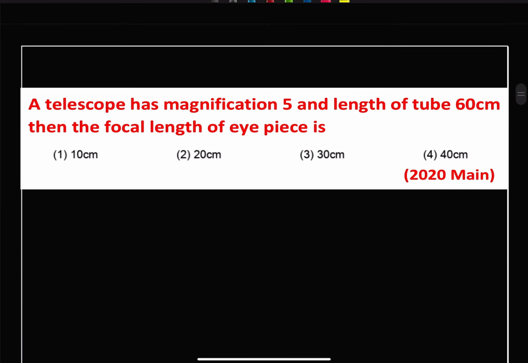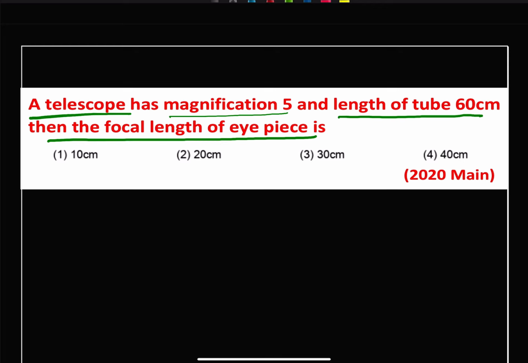It says that a telescope has a magnification of 5 and length of the tube 60 centimeter, then the focal length of the eyepiece is. So we are given a magnification, and for magnification we already know the formula, that our magnification m is equal to the ratio of focal length of objective to focal length of eyepiece. It is given as 5, so this will be 5 equals FO upon FE. So from here we can say our FO is equal to 5 times FE.